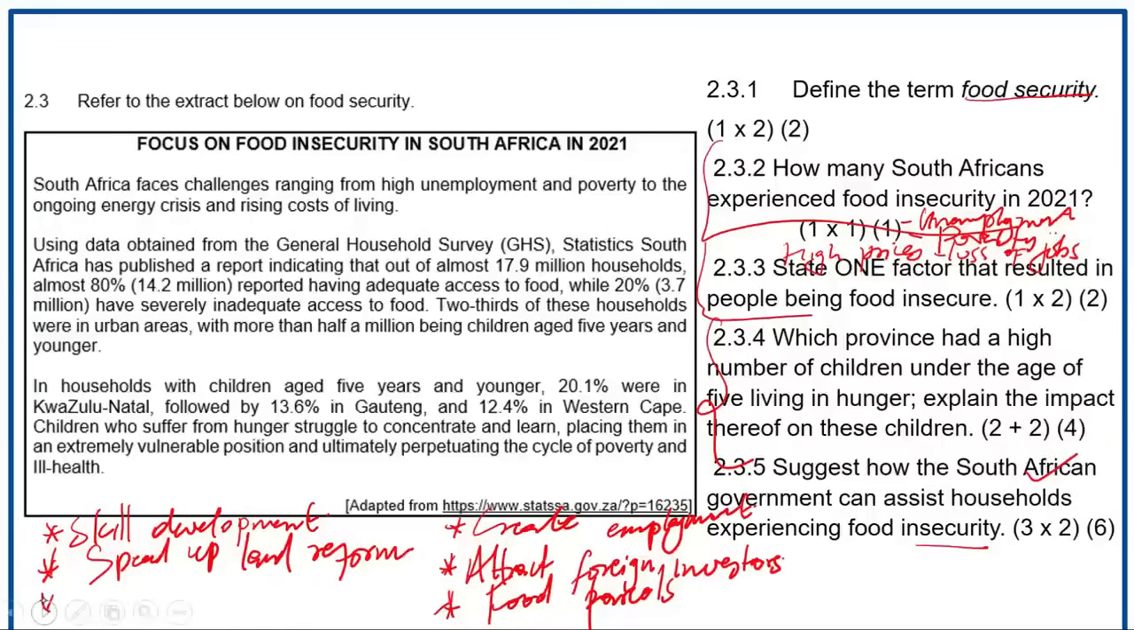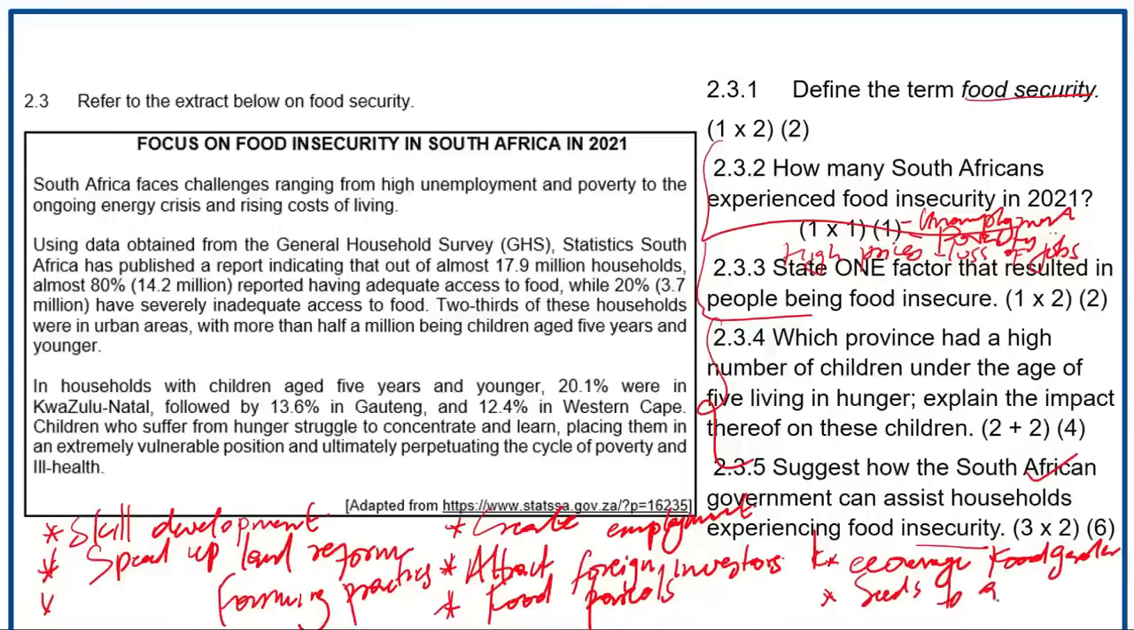Also, we can teach them about farming practices. You can teach people about farming practices. You can also encourage food gardens for people that have some land where they can plant. You can encourage food gardens by giving them seeds to grow their own food.